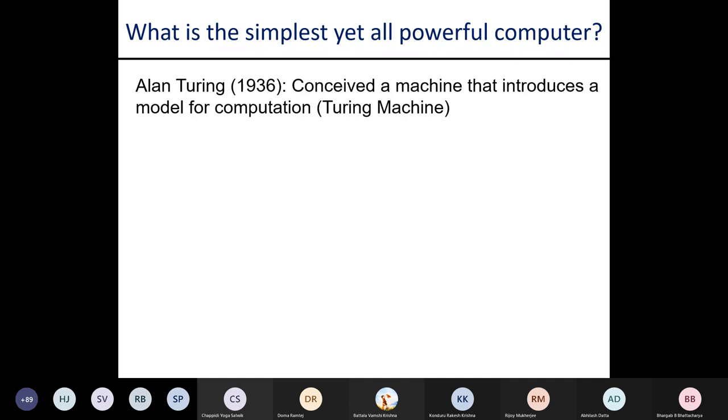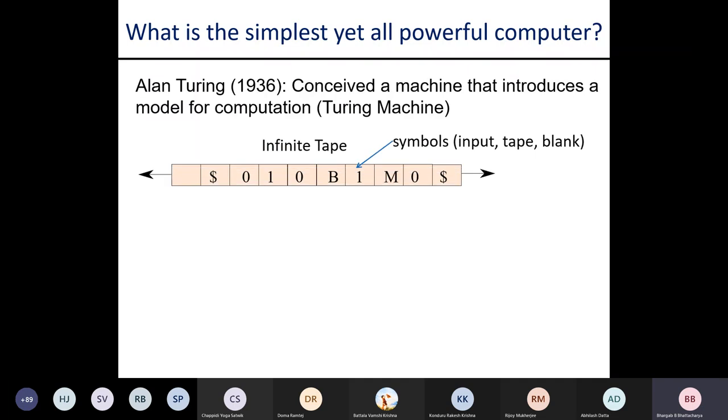What was that model called? Turing machine. So Alan Turing conceived a machine that introduces the model of computation. Look, this is a very fundamental concept. He conceived a very simple machine.